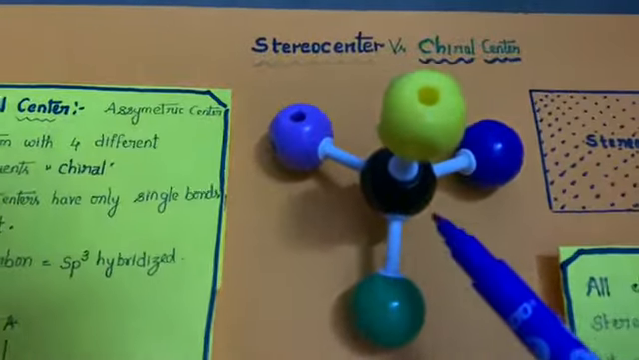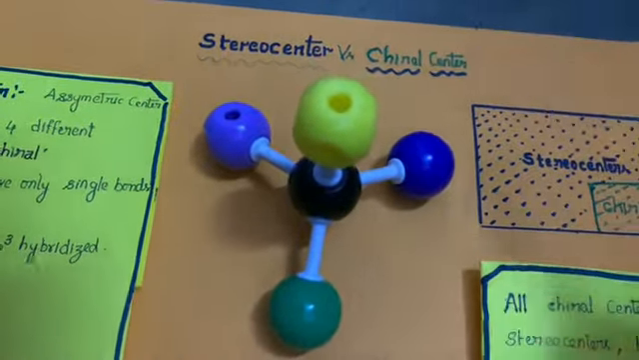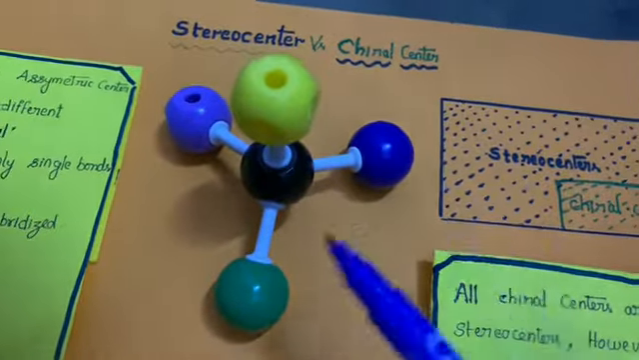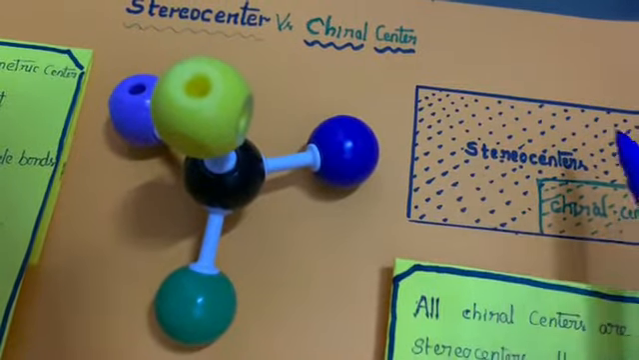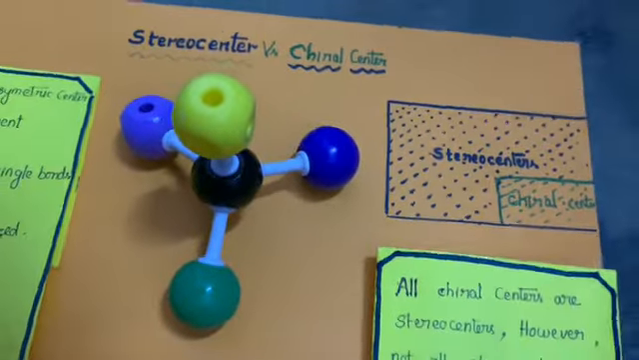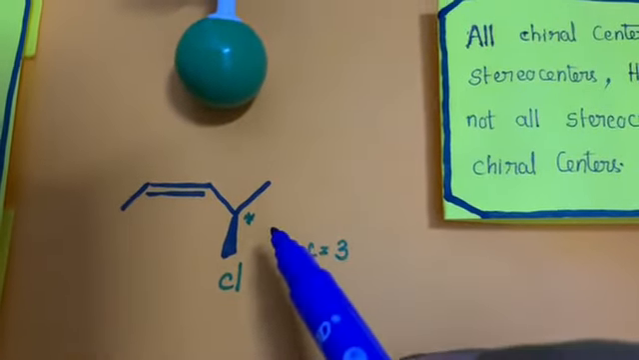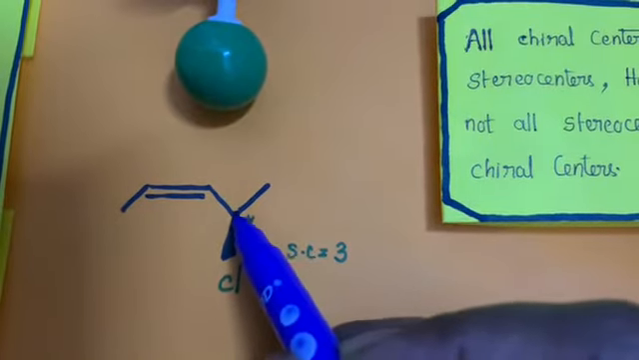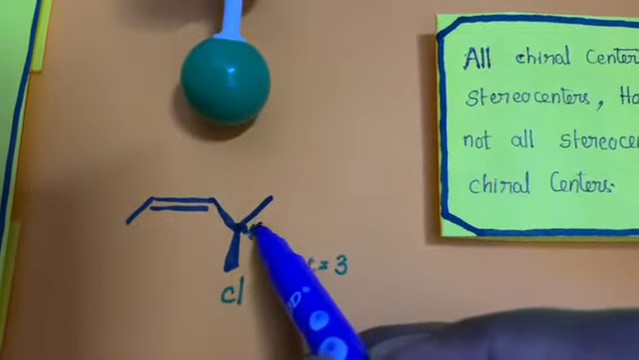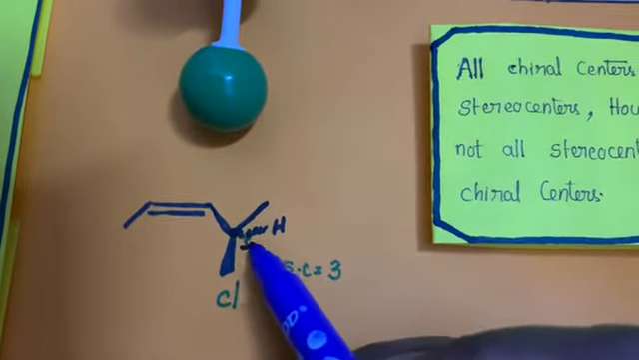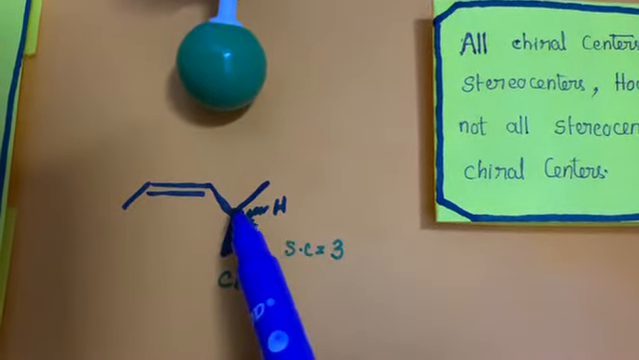And a chiral carbon, see here, this is a chiral carbon, can also be called a stereo center. A chiral center is also called a stereo center. That means all chiral centers can be considered stereo centers, but not vice versa. Why? Because here you notice, come to this molecule. This is a carbon which has methyl, another different substituent, and chlorine, and there is a hidden hydrogen.